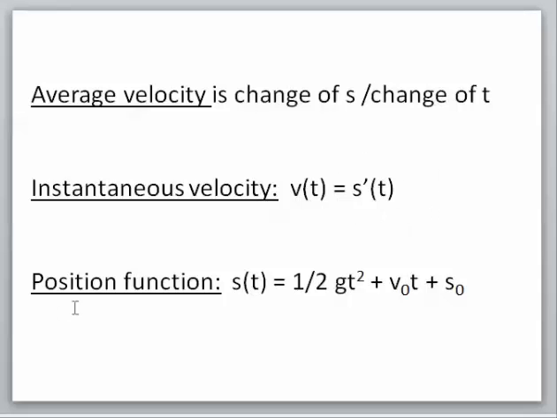This will become useful later when we have to write our own position functions, and we'll actually do a little bit of this today. Any position function can be written as s of t equals 1/2 g t squared plus v naught t plus s of 0, where g is the gravitational pull, the next term uses the initial velocity, and s of 0 is the initial position.